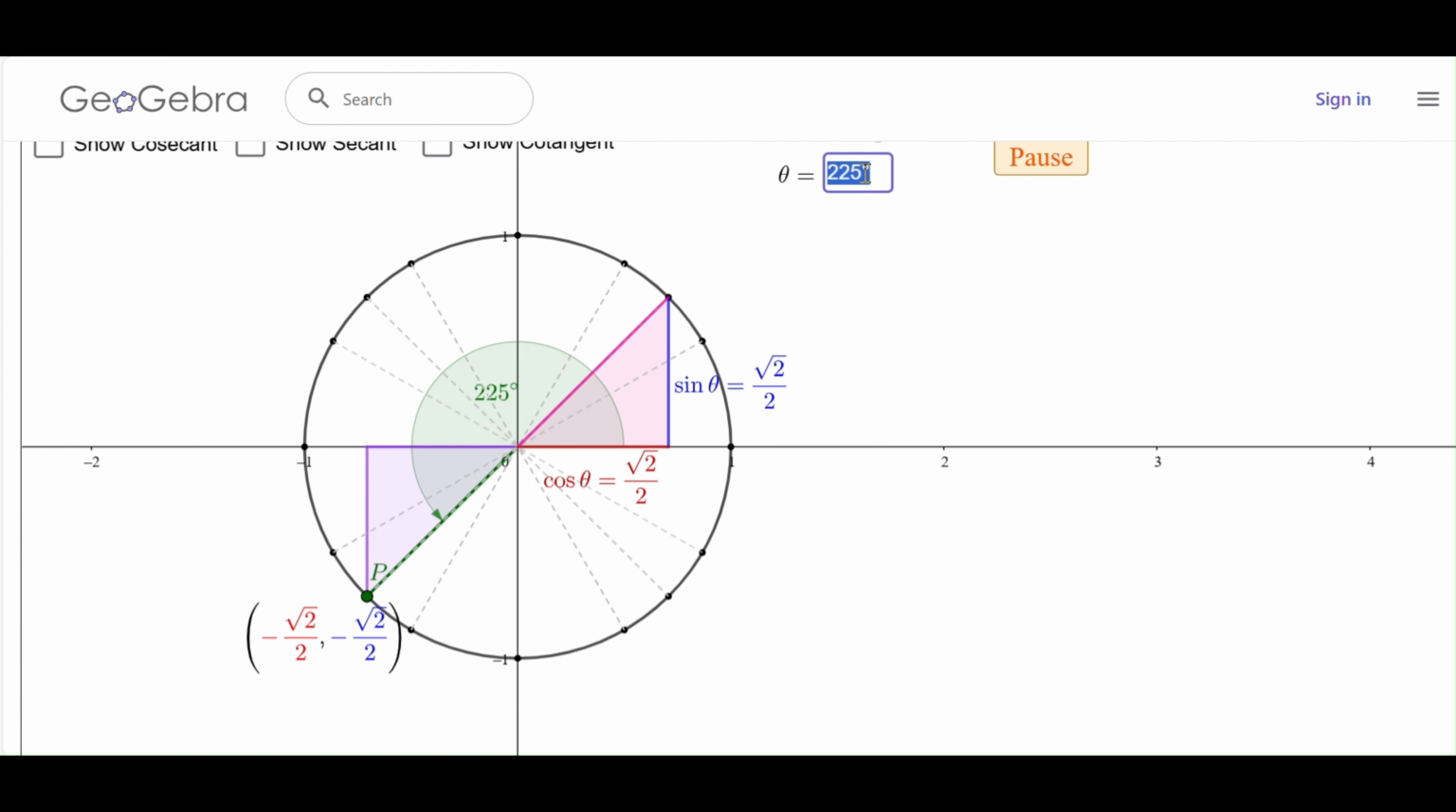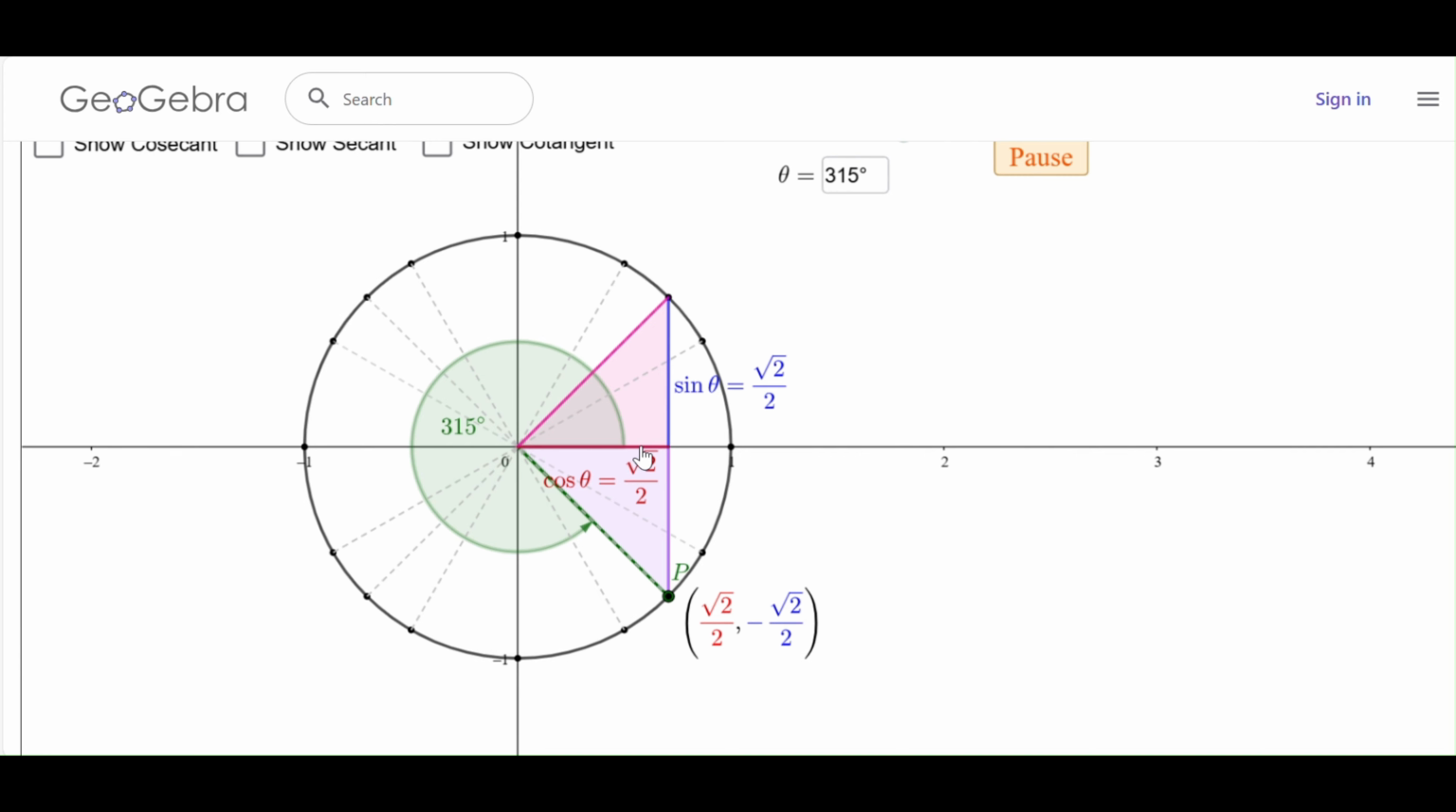Let's add another 45 degrees. So if we have 315 degrees, it's the last one. Yep, they have the same value for cosine. It was positive, it remains positive, radical 2 over 2, right? And our sine was positive for 45 degrees. Now it's negative for 225 or for 315 degrees. And with that, we are done.